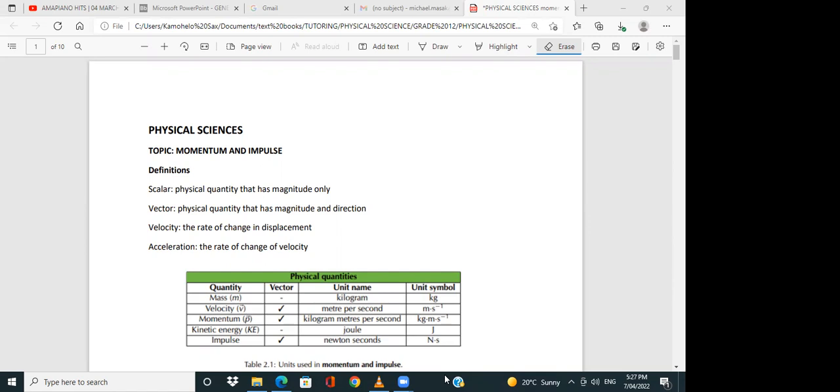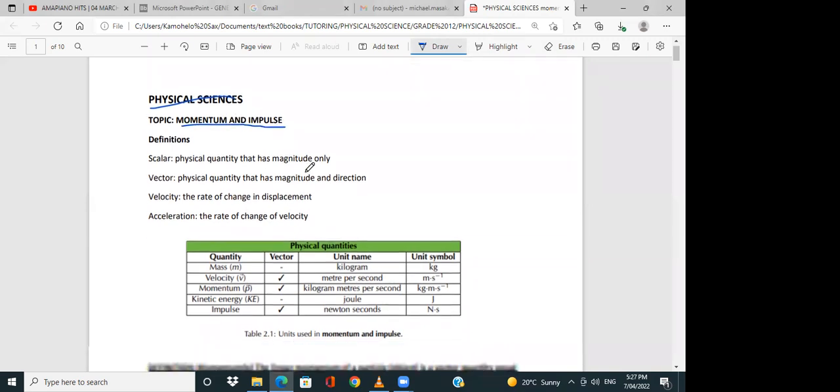Hi guys. My name is Kamohelo Masakala from Enlight e-Tutors. Today I'm going to be presenting you with something really special. I'm going to be doing physical sciences, as you can see from my heading right there, and the topic for today is momentum and impulse.